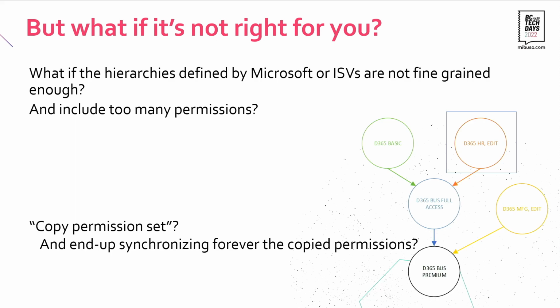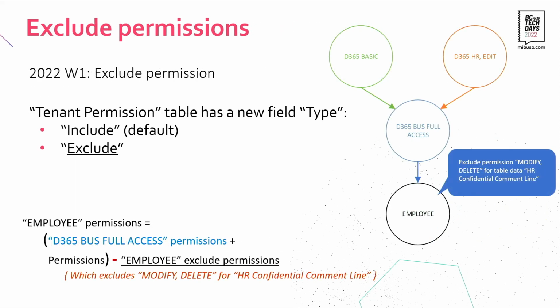And what we've come up with is the ability to, now this might sound odd, add excluded permissions. So you're adding something that excludes something. We actually added this in 2022 Wave 1, the ability to exclude permissions.